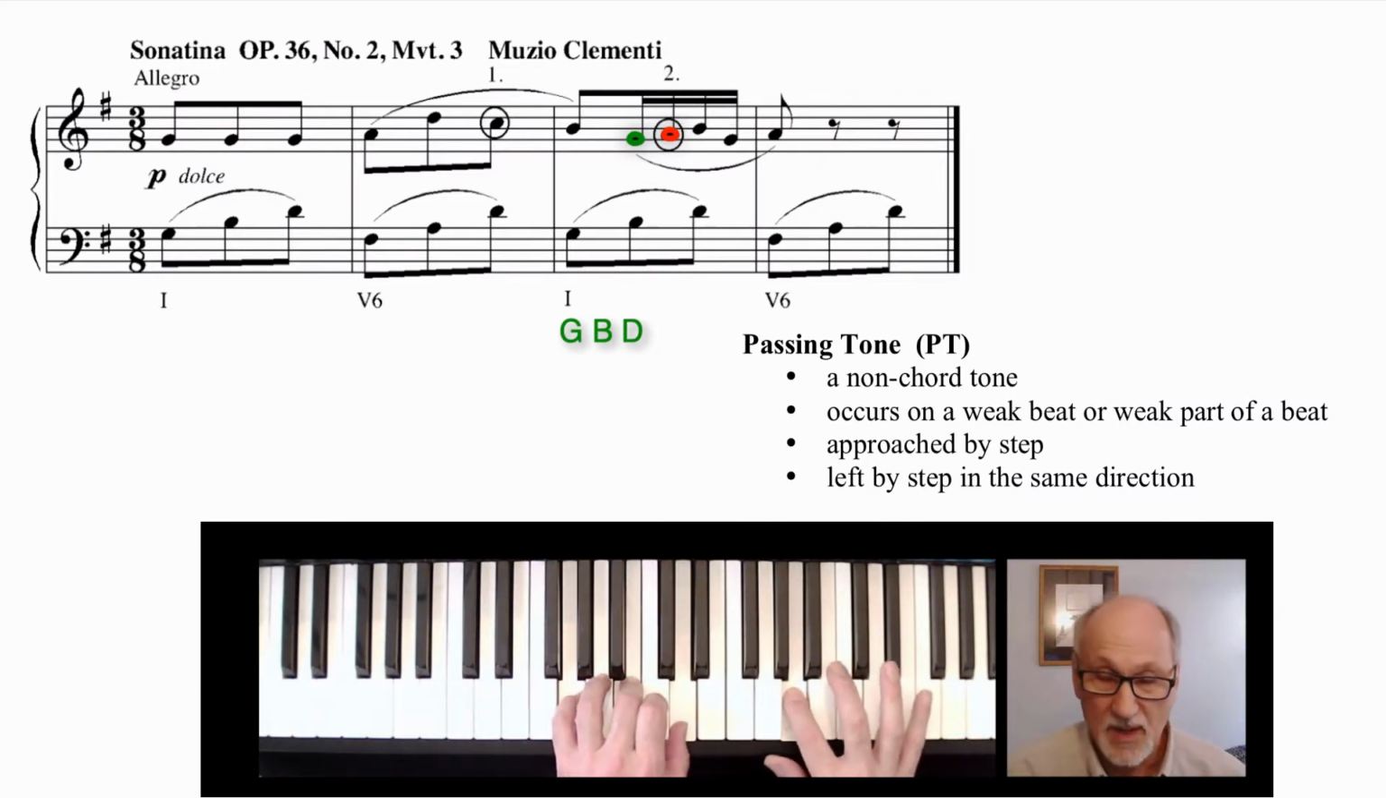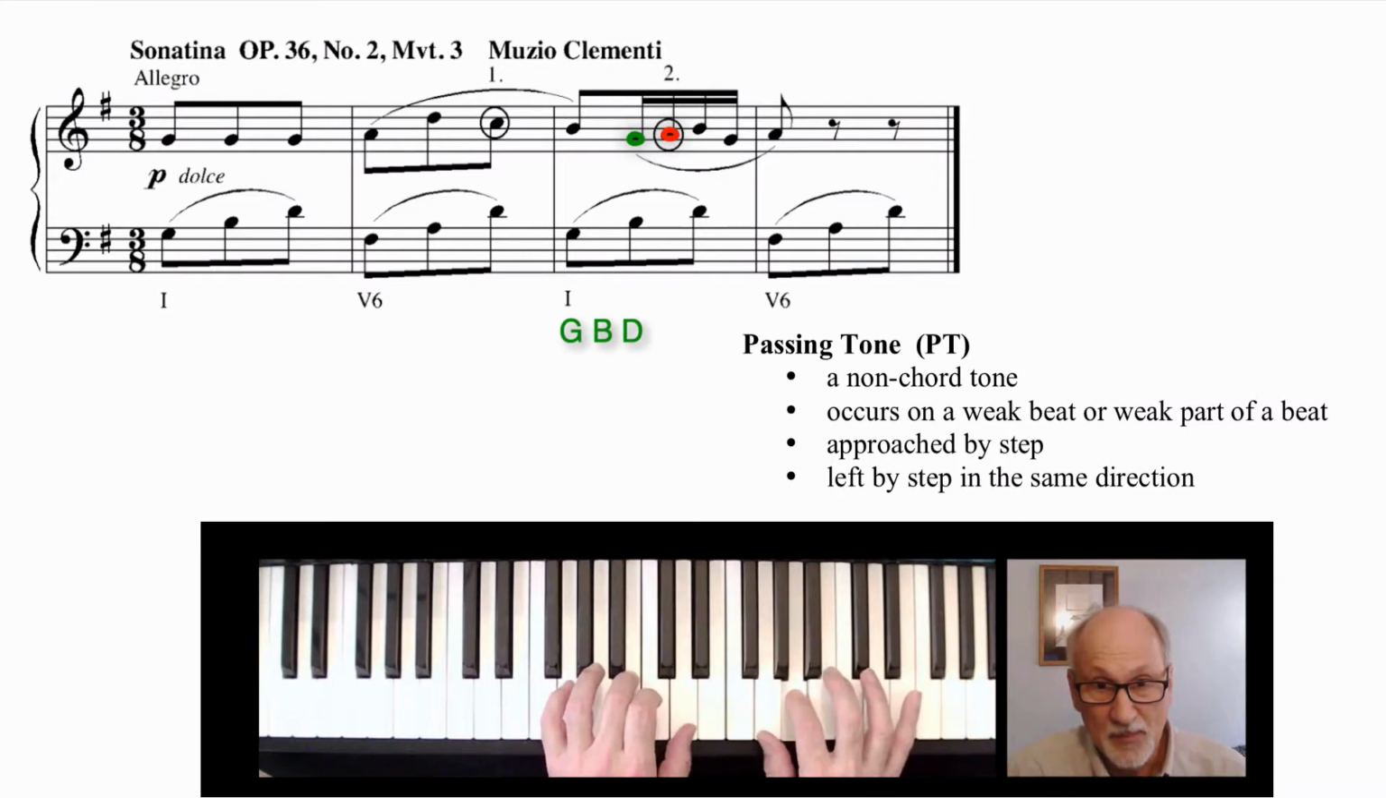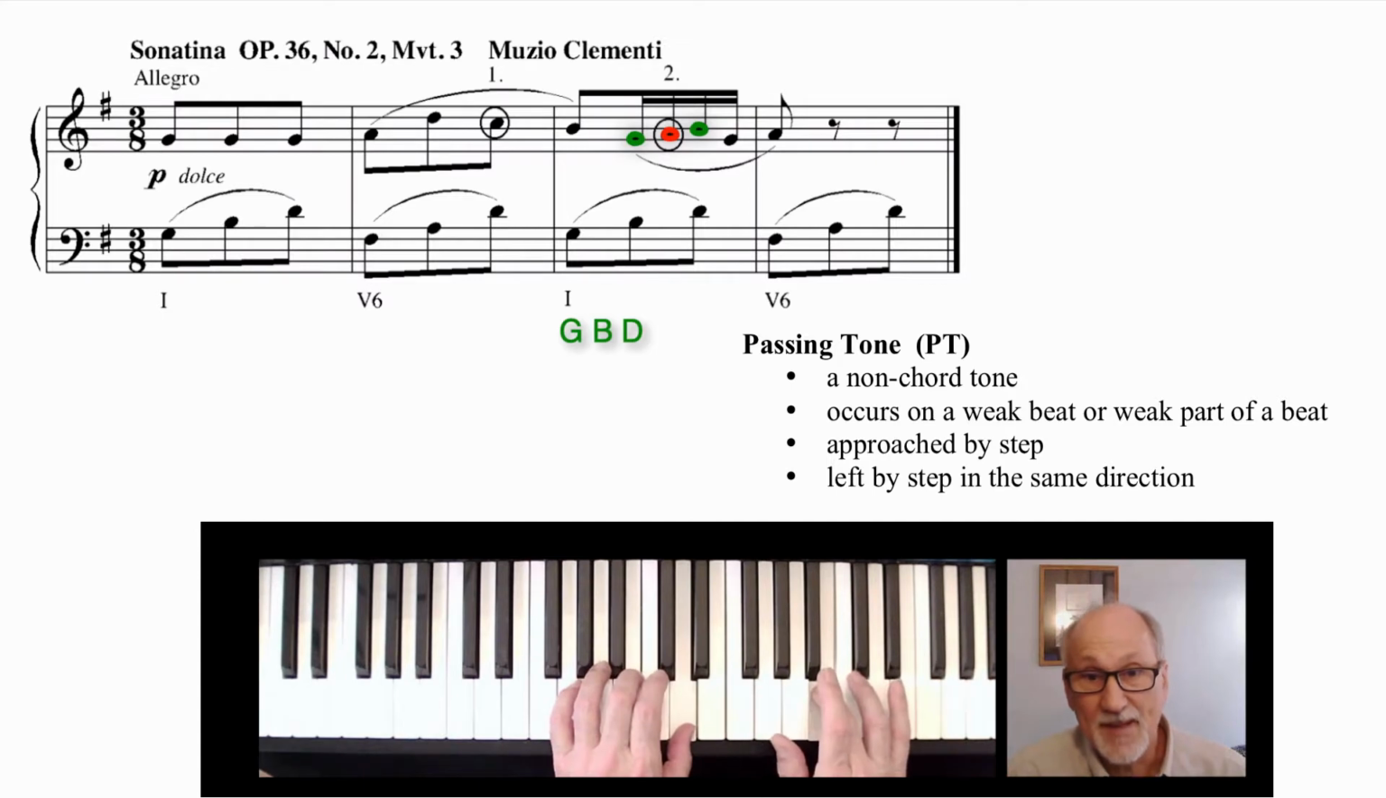So the question is, how does the composer get away with writing a note that doesn't fit in the chord? Well, in this situation, it's a passing tone. In other words, it's passing between two notes that are in the chord. So that's why we say it's a non-chord tone. It occurs on a weaker part of the beat. Notice that the G that comes in on the second eighth note is strong, and then this is weaker, and then of course the B that comes in on the third eighth note is stronger as well. So it's on the weak part of a beat.